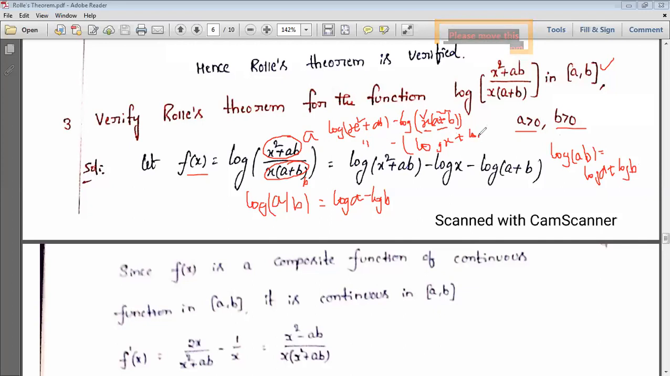Log x plus log a plus b, like this we are writing here. So log of x square plus ab minus of log x plus log a plus b. Now I am writing as it is this one, and next I multiplied minus instead of the terms. Then what we'll get? Minus log x minus log of a plus b. Clear about it? So here I applied two formulas.